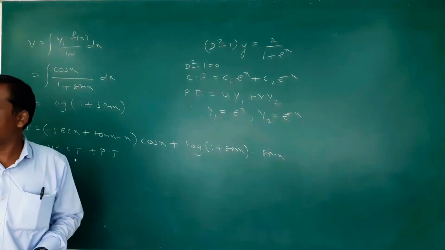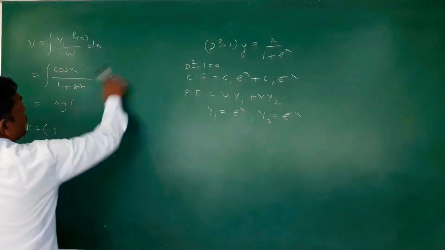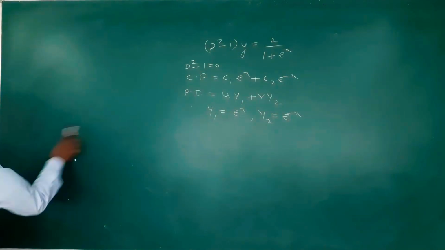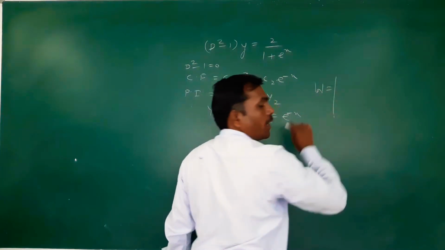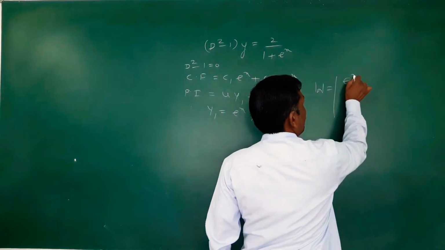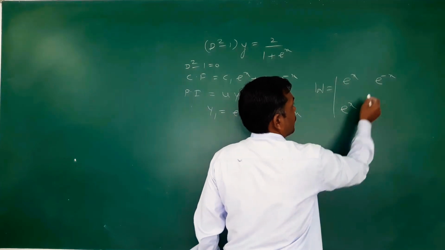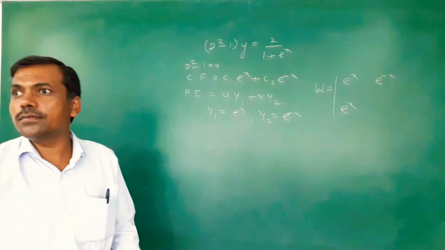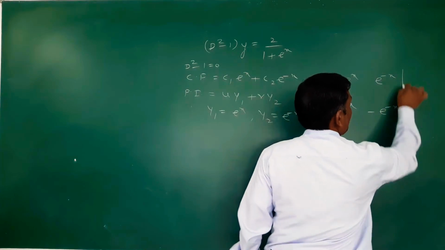Correct? So I get y1 and y2. Our next job is to find w. W is equal to the determinant of y1, y2, y1 dash, y2 dash. So here, e raised to x and e raised to minus x. What is the derivative of e raised to x? It is e raised to x. What is the derivative of e raised to minus x? Yes, minus e raised to minus x.